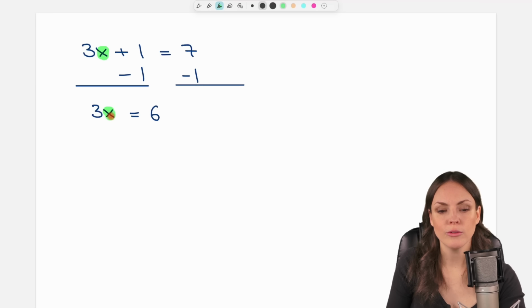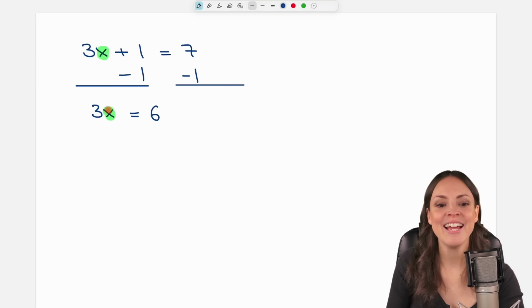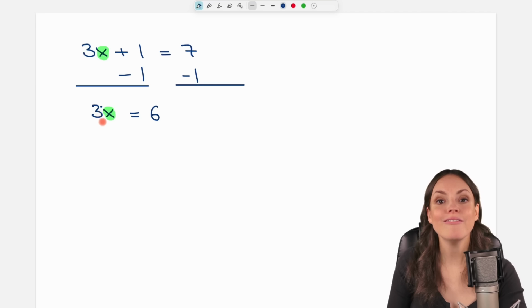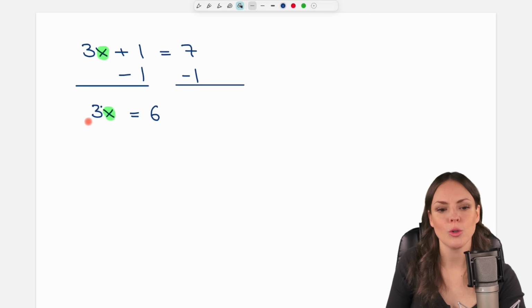We still want to solve for x, so always highlight your x so that you know this has to stay on this side, but everything else needs to go. So we have 3 times x here. How can we get rid of this times 3? By doing the opposite. So instead of times 3, we're going to divide by 3. So we want to divide by 3, but we know we have to do everything on both sides. So also here we have to divide by 3 as well.